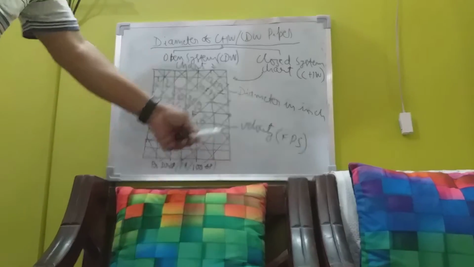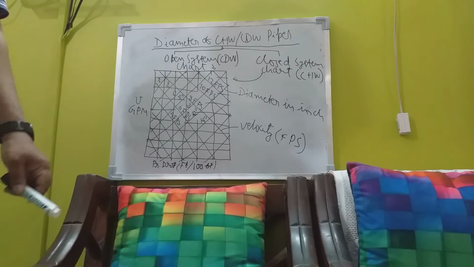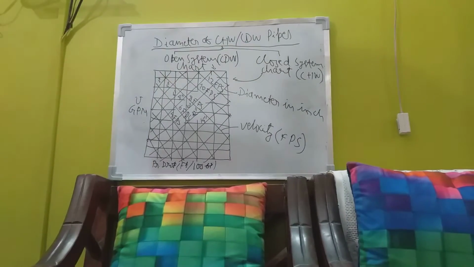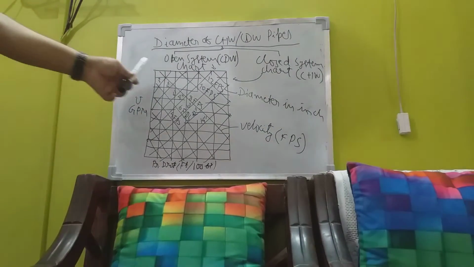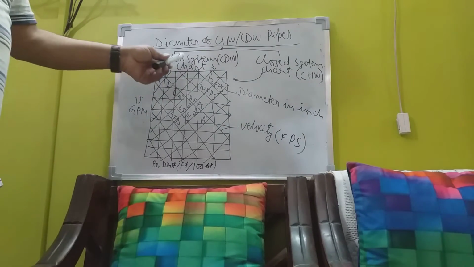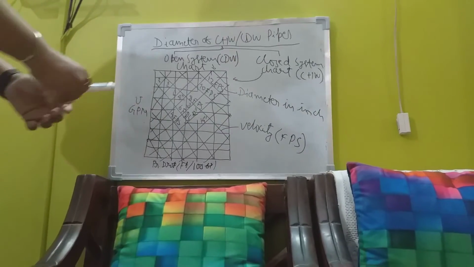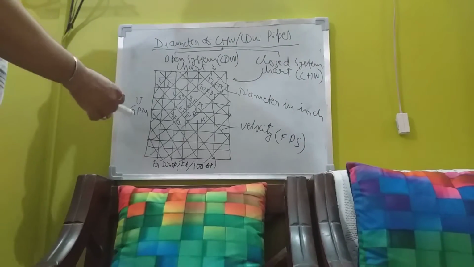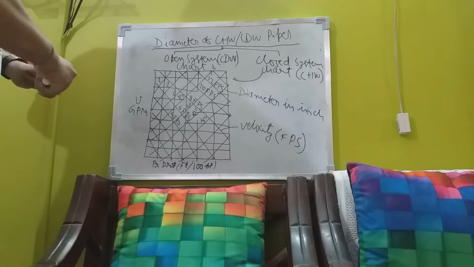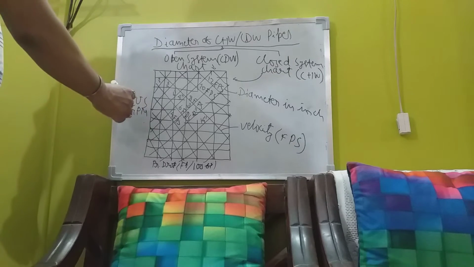The charts are the same in parameters, but the dimensions are different. Try to understand what I am telling. That means the open system chart is different, the closed system chart is different, but they are made in the same way. This is US GPM. US GPM is United States gallons per minute.